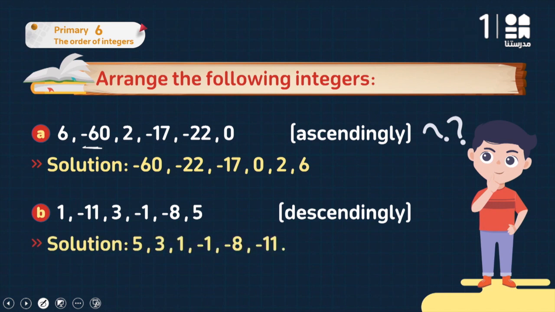So my right solution will be 5, 3, 1, negative 1, negative 8 and negative 11. Okay, it's a little bit confusing, but if you practice a lot, you will find it so easy. And keep remembering the number line. If you draw the set of integers on your number line, you can find your answer easily.